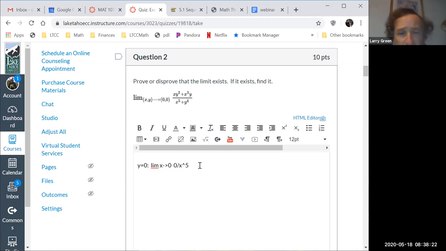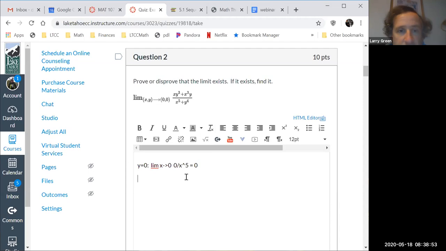Some people had trouble with this. The limit as x approaches 0 of 0 over x to the 5th. What is that? Yeah, that is 0. It's not 0 over 0. That is defined as 0 because remember, x is not 0. It's close to 0. And if you have 0 divided by something close to 0, it's just 0.